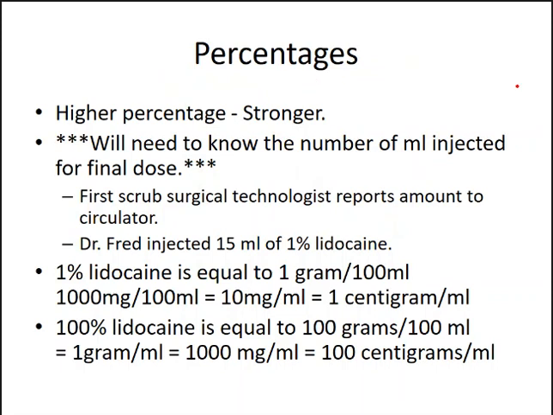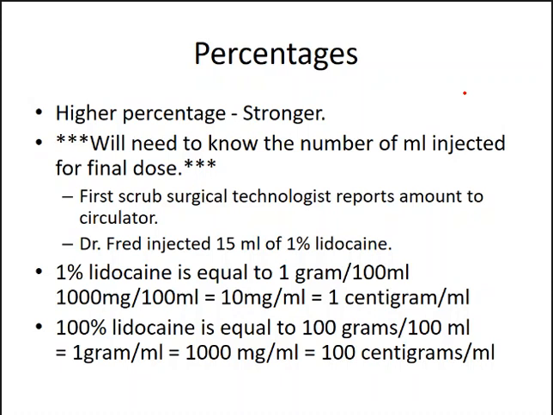All right, percentages, like I said, we use this a lot for locals, our local anesthetics, lidocaine being the one that we most commonly use. We commonly use it in a 0.5%, 1%, or 2%. Now we do also use bupivacaine, and it comes in 0.25% and 0.5% most commonly.